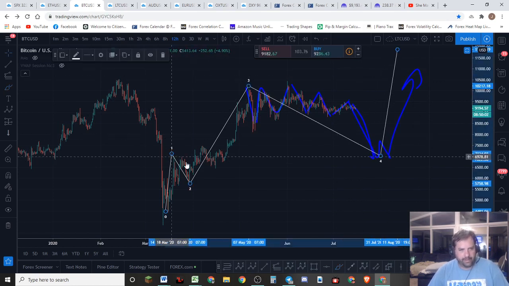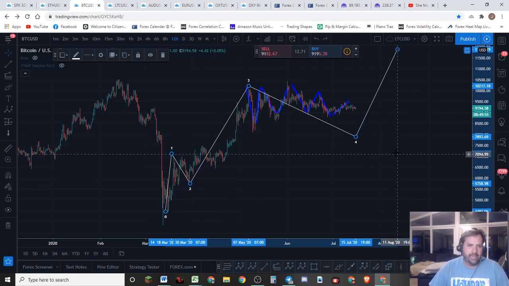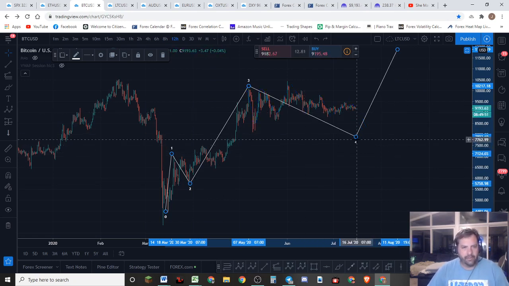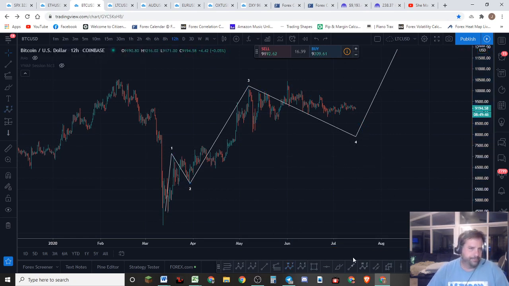I don't want to see it break this low. So I want to see it come down to maybe 7,800 or whatever. We'll have to wait and see. The other way to look at it is we got a WXY on our hands instead of an ABC. So if it's a WXY, yeah, that's tough.